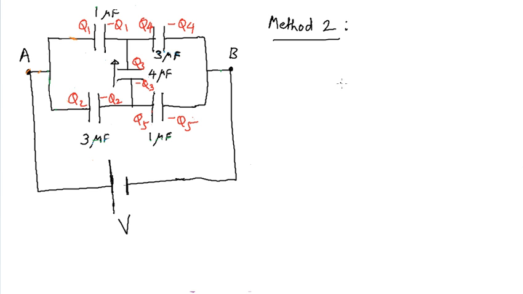Now when I renamed the charges, you may feel that I have increased the number of variables. That is, the variables are now Q1, Q2, Q3, Q4 and Q5. There are 5 unknowns, and of course I have to therefore generate 5 simultaneous equations.